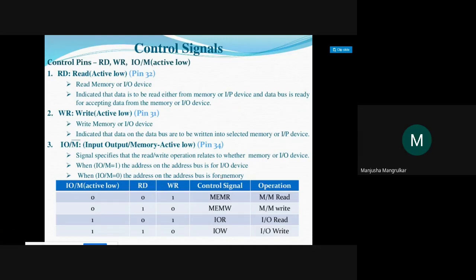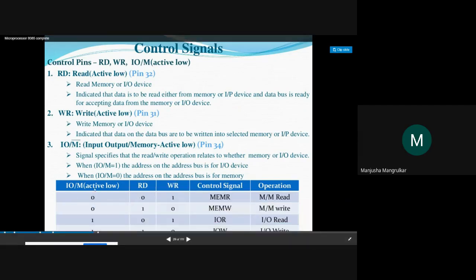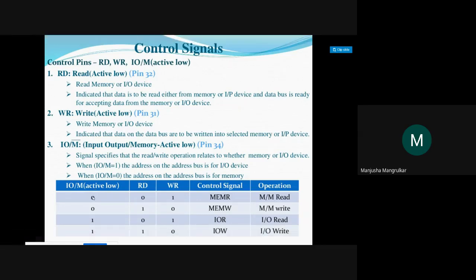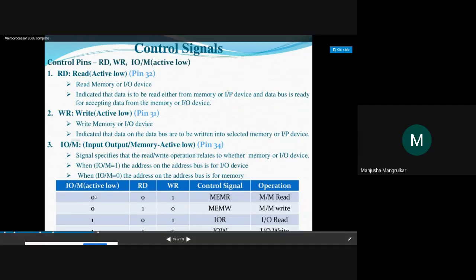So these signals are giving the control. Now these are the statistics given over there. Suppose IO/M bar is 0. If it is 0, it means a memory operation, the processor is doing an operation with memory. RD bar is also 0, WR is 1. So what is it? It is reading data from the memory, right? So IO/M bar is 0, RD is 1 and WR is 0. WR is 0 means what? It is writing data into the memory, right?